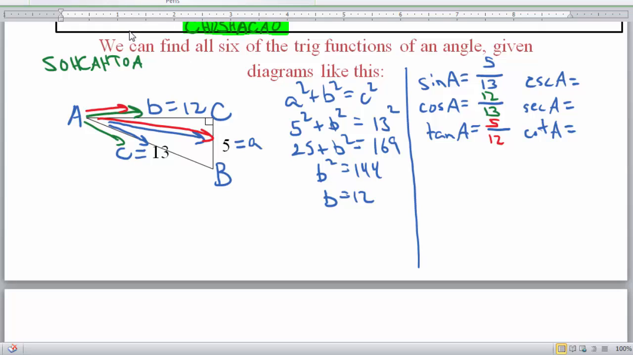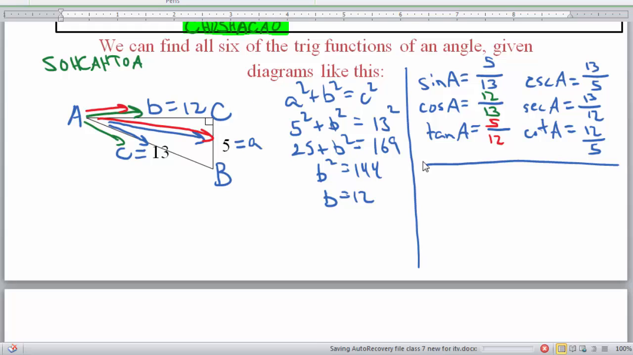Knowing that the cosecant is the reciprocal of the sine, if the sine is 5/13, that means the cosecant is going to be 13/5. If the cosine was 12/13, that means the secant is going to be 13/12. And if the tangent is 5/12, that means the cotangent is going to be 12/5. So those are all my trig functions of angle A.